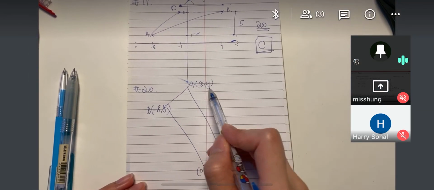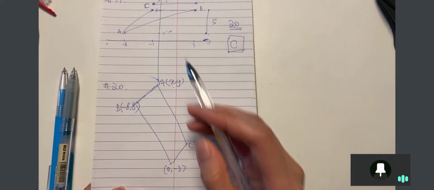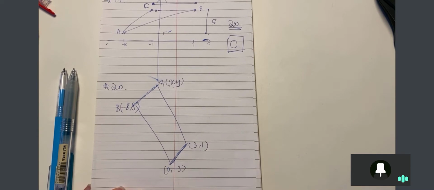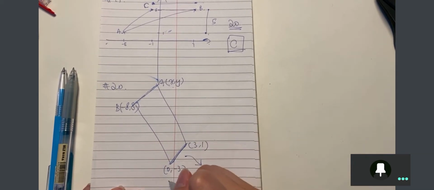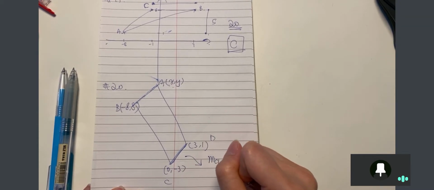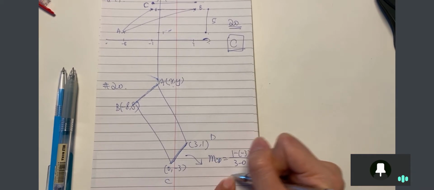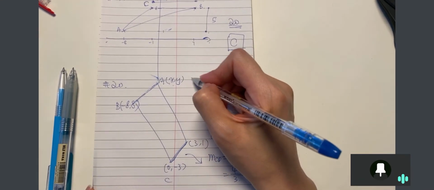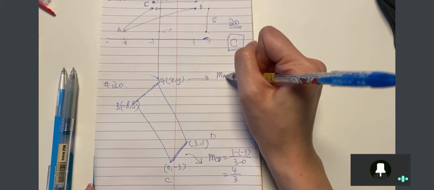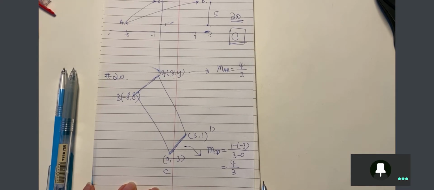Find x, y. That means, as I told you, the slope here will be the same as the slope here. So find out the slope of CD first. Slope CD equals (1 minus negative 3) over (3 minus 0), which is 4 over 3, right? That means the slope of AB will be equal to 4 over 3.